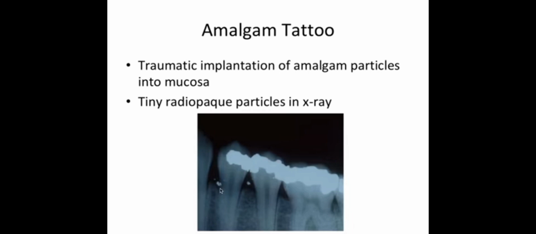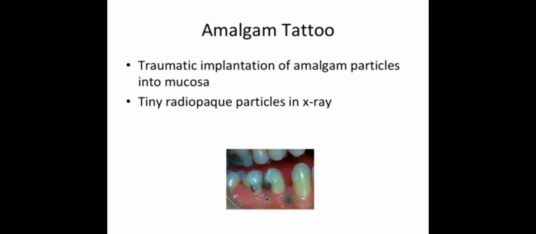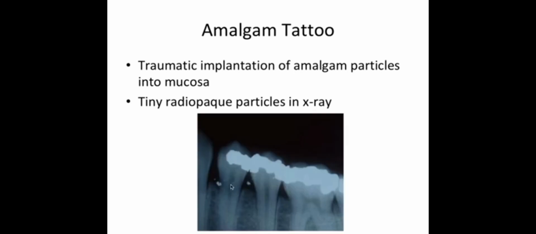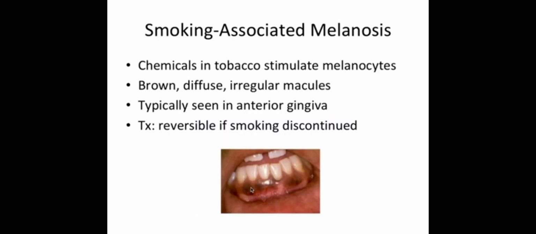Now, in a radiograph, they kind of look like these floating particles where the gums are. And so that's something that you see clinically, and you can confirm radiographically, oh, those are amalgam particles. This isn't something that we need to biopsy or think more about. This is completely benign and within normal.